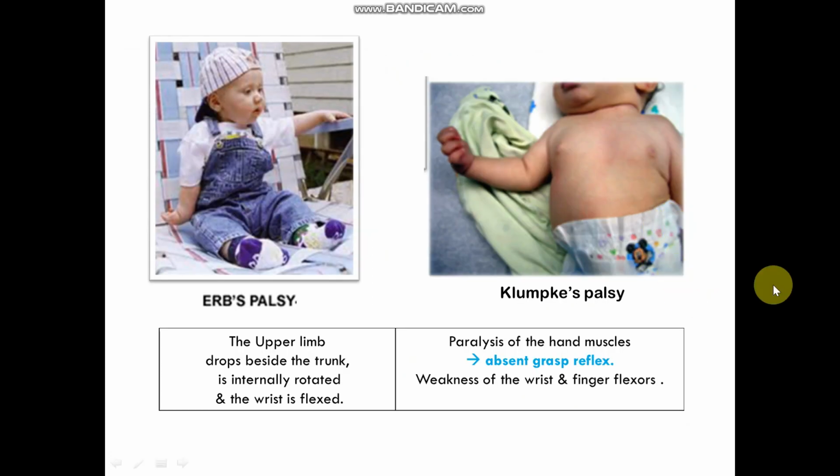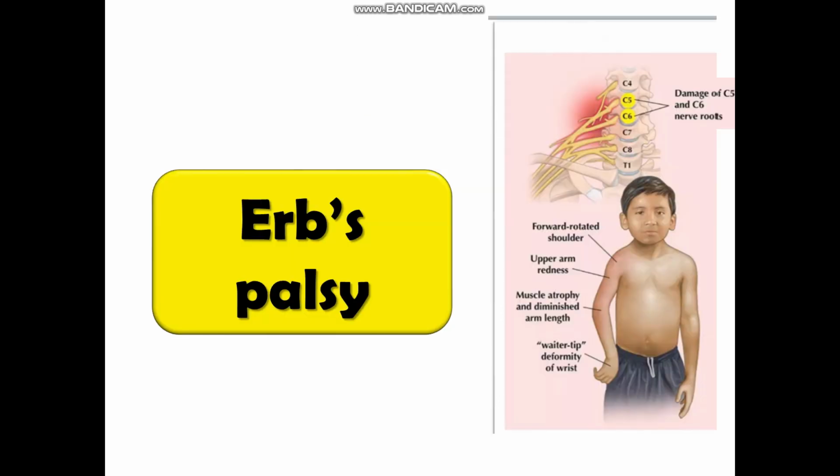Here are two pictures of Erb's and Klumpke's palsies where we can see the specific deformity. Here, the upper limb drops beside the trunk, is internally rotated, and the wrist is flexed. However, in Klumpke's palsy, which is called the claw hand deformity, there is paralysis of the hand muscles leading to absent grasp reflex, as well as weakness of the wrist and finger flexors. Here's a picture of Erb's palsy where we can see the damage of C5 and C6 nerve roots, resulting in the specific deformity we talked about.